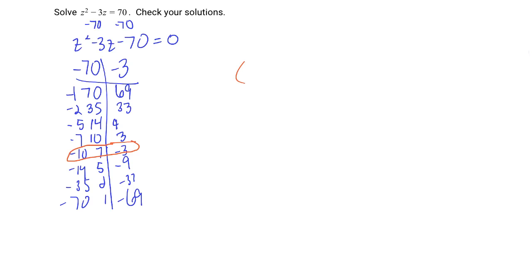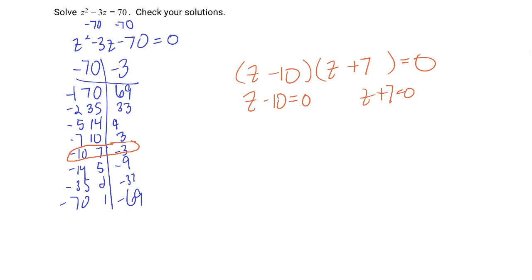Negative 10 and 7. In parentheses, it goes z and z, minus 10, plus 7. Set those equal to 0. Now we set them equal to 0 separately. Add 10 on the left. We get z is 10. Minus 7 on the right. And we get z is negative 7.